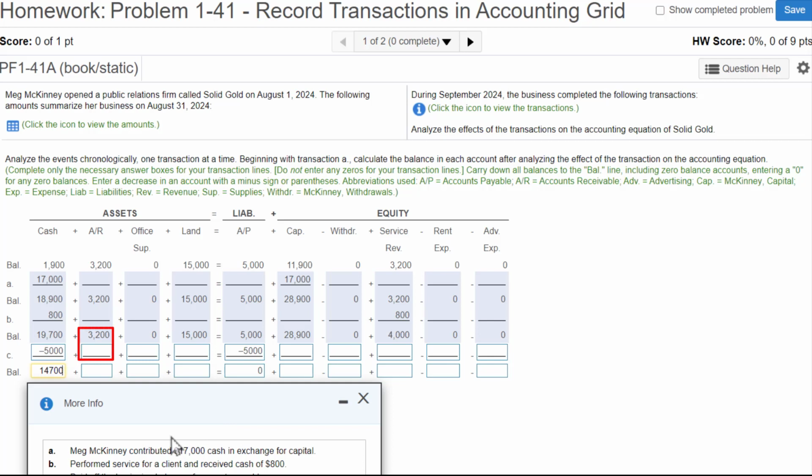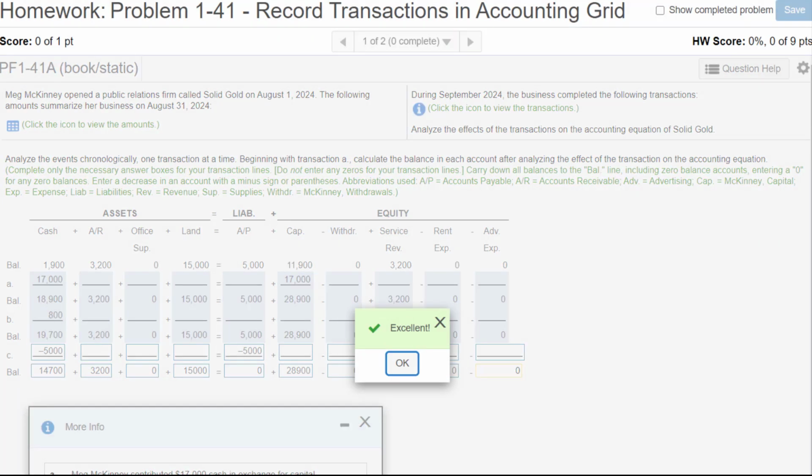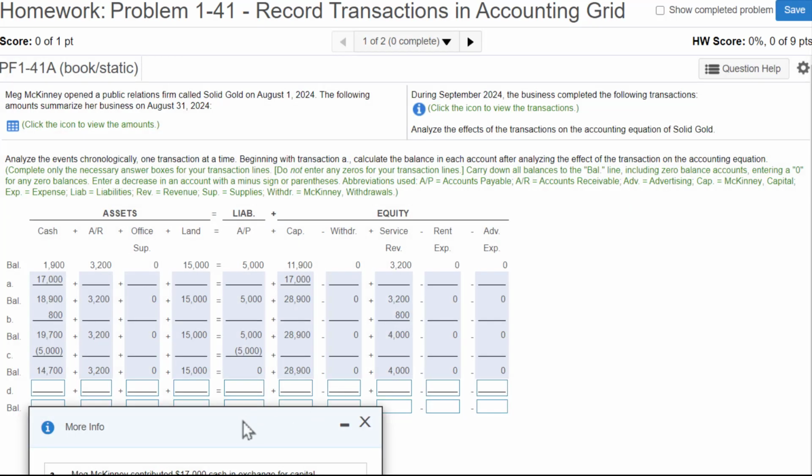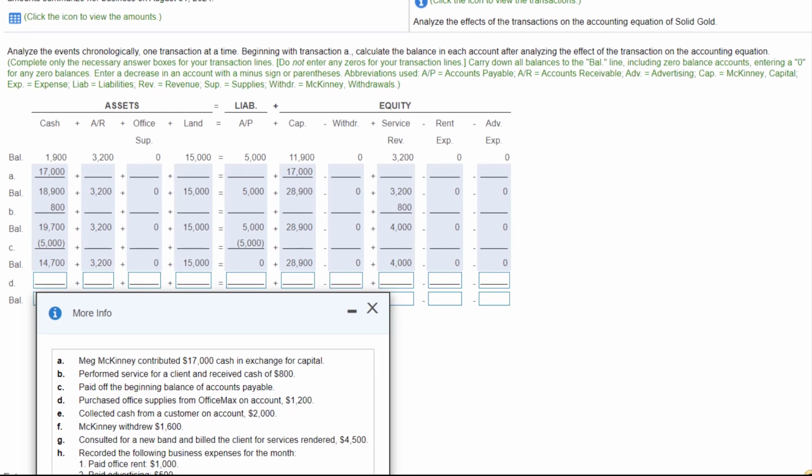I'm going to tab on the keyboard. If you hit tab, it takes you to the next field. We still have $3,200 of AR. Still no office supplies. $15,000 of land. I've already got a 0 in there for accounts payable. Capital, 28,900. 0, 4,000, 0, 0. All right, that looks good. Excellent. All right, transaction D. Let me move this up so we can see things better.